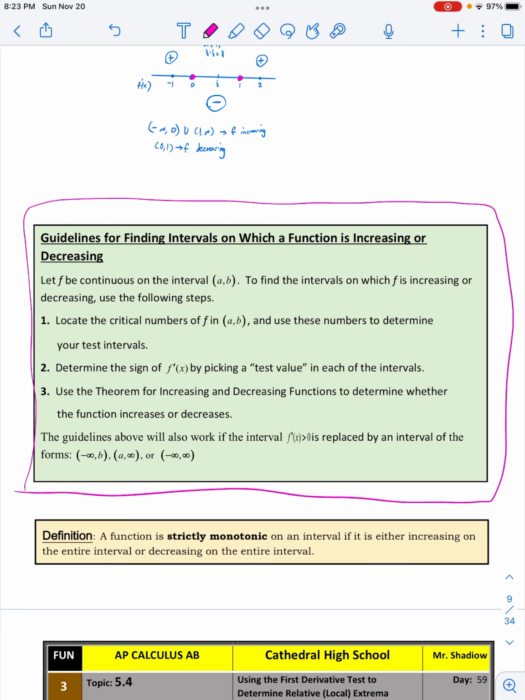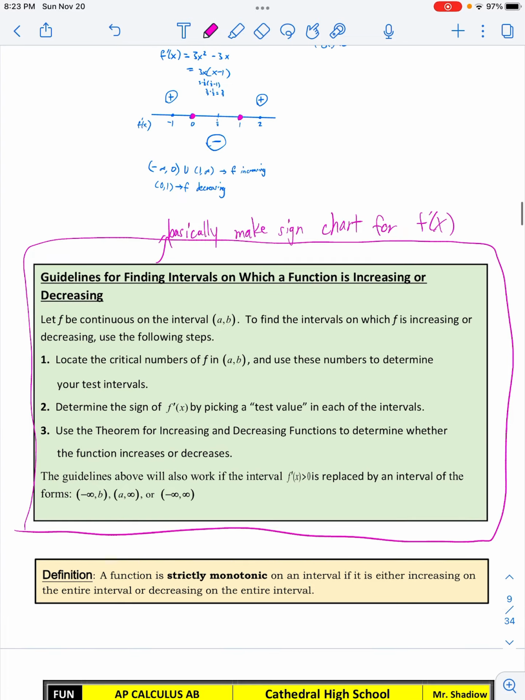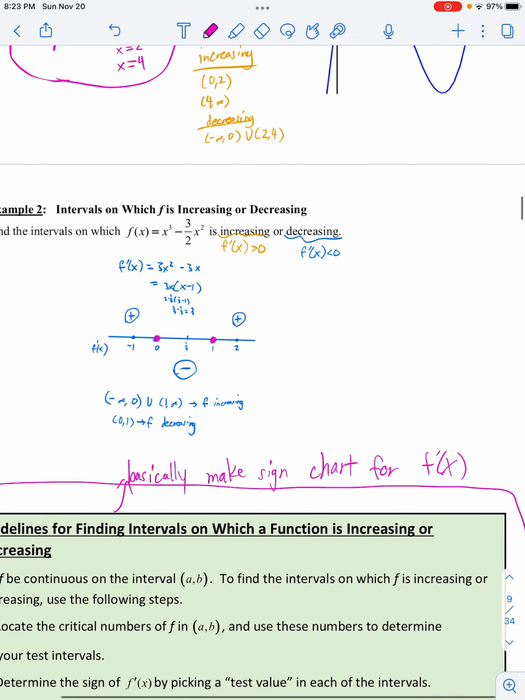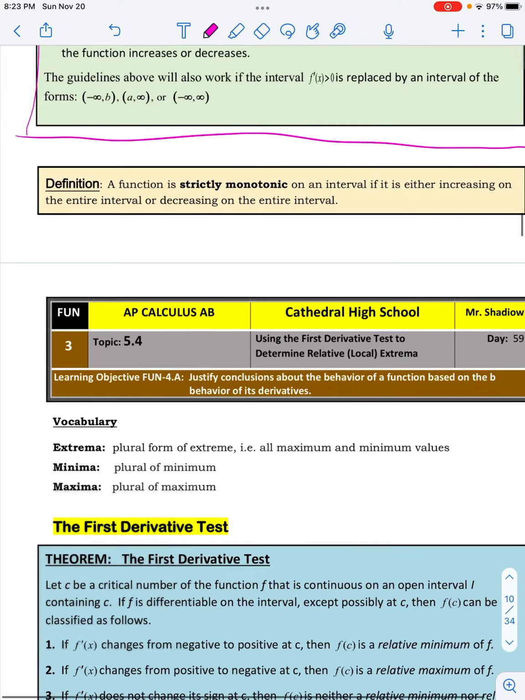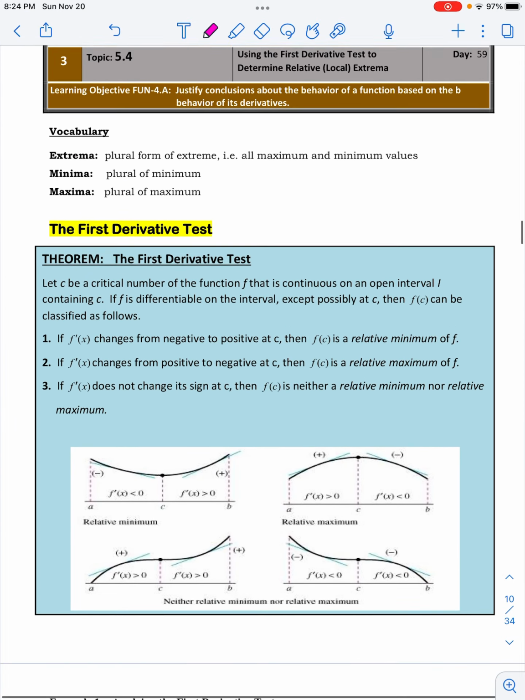Basically, you make a sign chart for f prime of x. That'll give you all the critical points and all the intervals where f prime is either negative or positive. Okay, let's move on to this next one, 5.4.